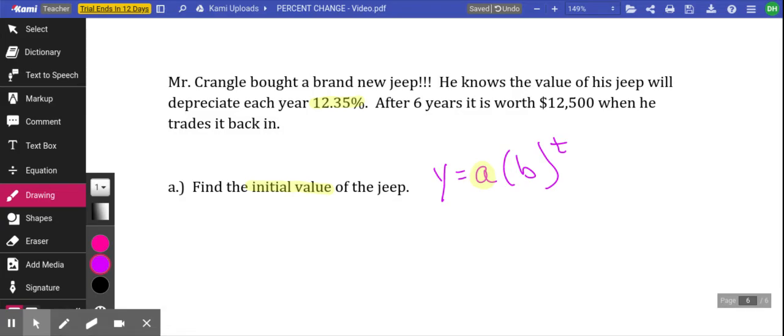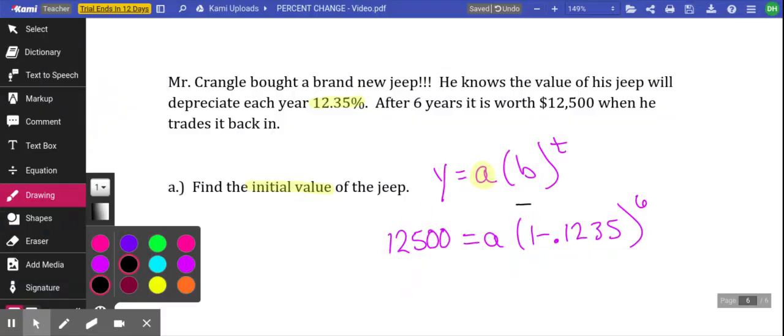All right. So right off the bat, I know my base is going to be 1 minus 0.1235 because we're decaying or depreciating. And I know that after 6 years, it's worth $12,500. So what I'm going to do here in an effort to solve for A is I'm going to plug all of this part into my calculator. And let's see what that gives me. All right. 1 minus 0.1235. We'll raise that to the 6th power.